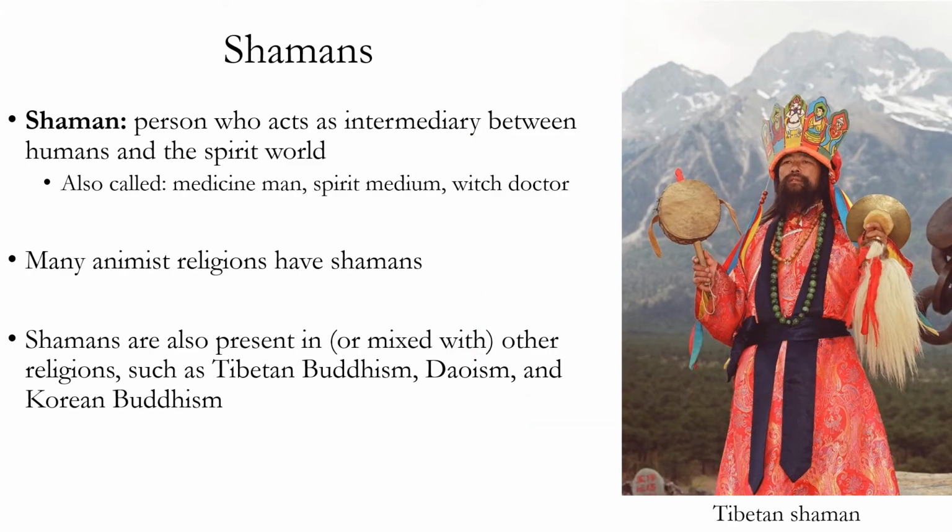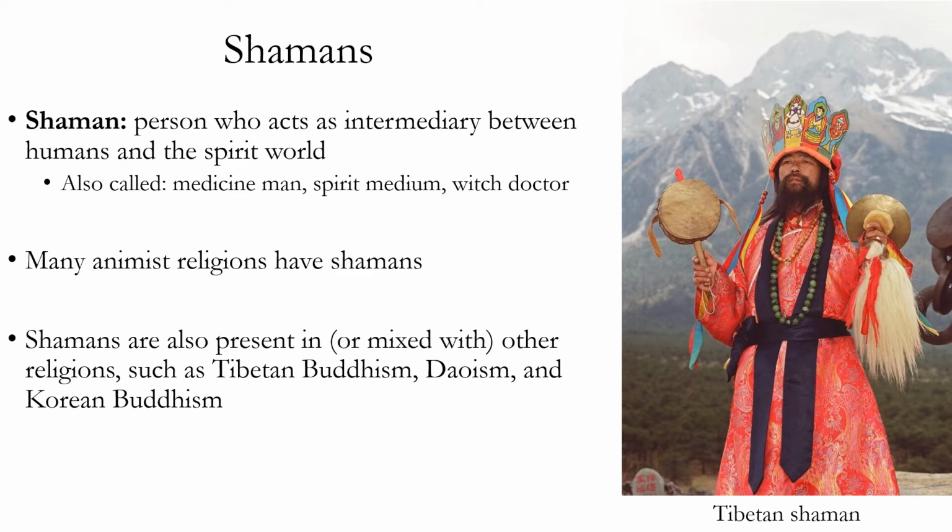A shaman is a person who acts as an intermediary between humans and the spirit world. Other names for shamans are medicine man, spirit medium, or witch doctor. Spirit medium is especially common. Many, but not all, animist religions have shamans. So these are kind of like the earliest experts in society. One of the first occupations would be someone who was an expert at dealing with the spirits. They may be believed to have been born with a gifted ability to communicate with spirits, or they may have been taught by another shaman how to do it, or a combination of both.